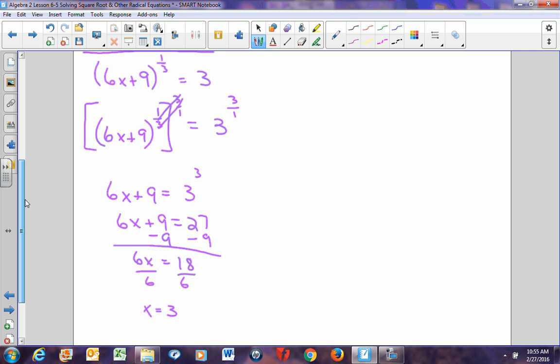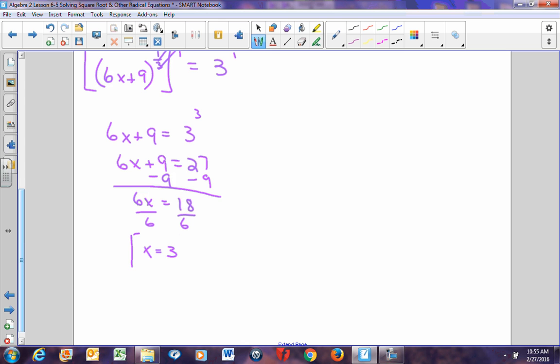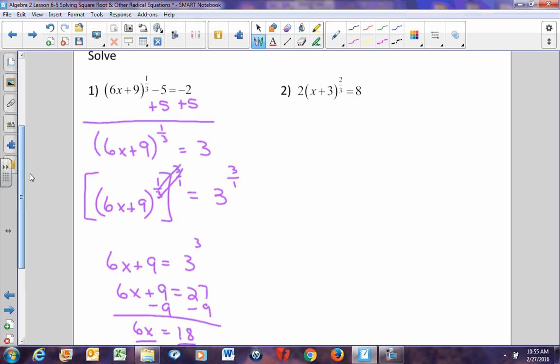So 6 times 3 is 18. 18 plus 9 is 27. The cube root of 27 is 3, so yes, it does check. Okay, so it works. Let's take a look at number 2 here. Now, number 2 is a little bit different.